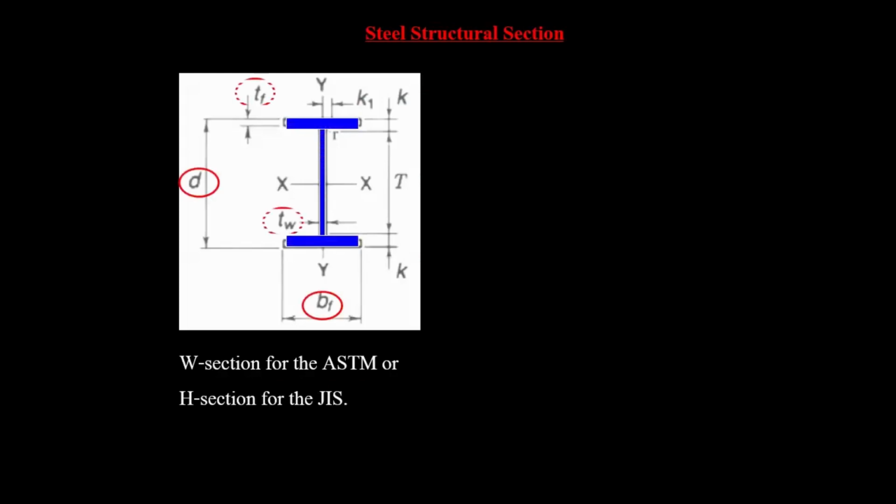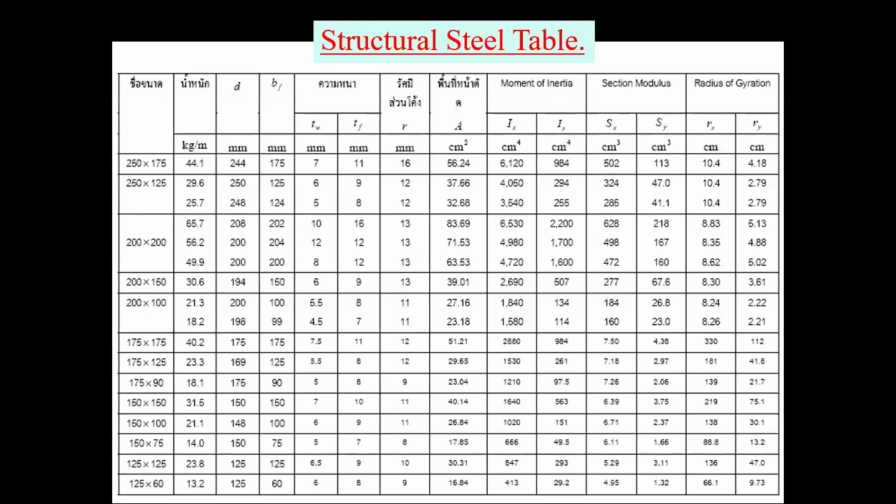Then we come to the steel table. On the steel table, this is the name of the section. This is the weight in kilograms, about 44 kilograms per meter. This is heavy, right? 44 kilograms. This is the depth. This is the width of the flange, the thickness of the web, and the thickness of the flange. We are not interested in that, so we come over here. I sub x is always larger than I sub y. This is 6 times larger.